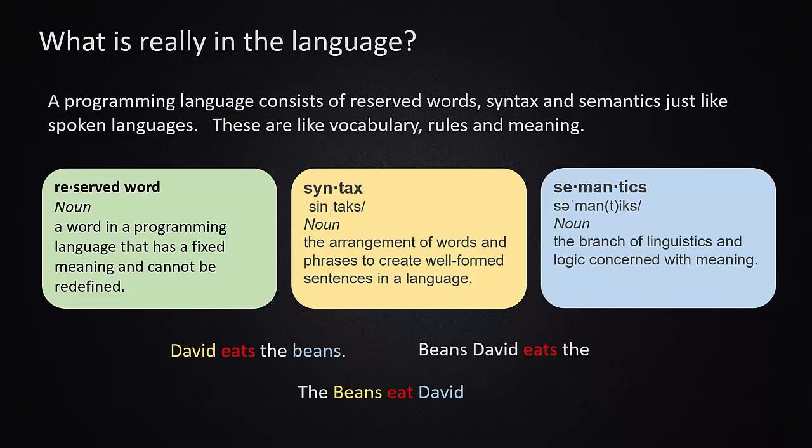And we can take the same thing and reorder it again, and we can end up with a syntactically correct sentence like "The beans eat David." and have a semantic problem. What does this mean? We all kind of know that beans can't eat, so this might be a metaphor or something. But in a programming language, there are no metaphors, so meaning has to exist, and this is an example of a syntactically correct but semantically incorrect message.